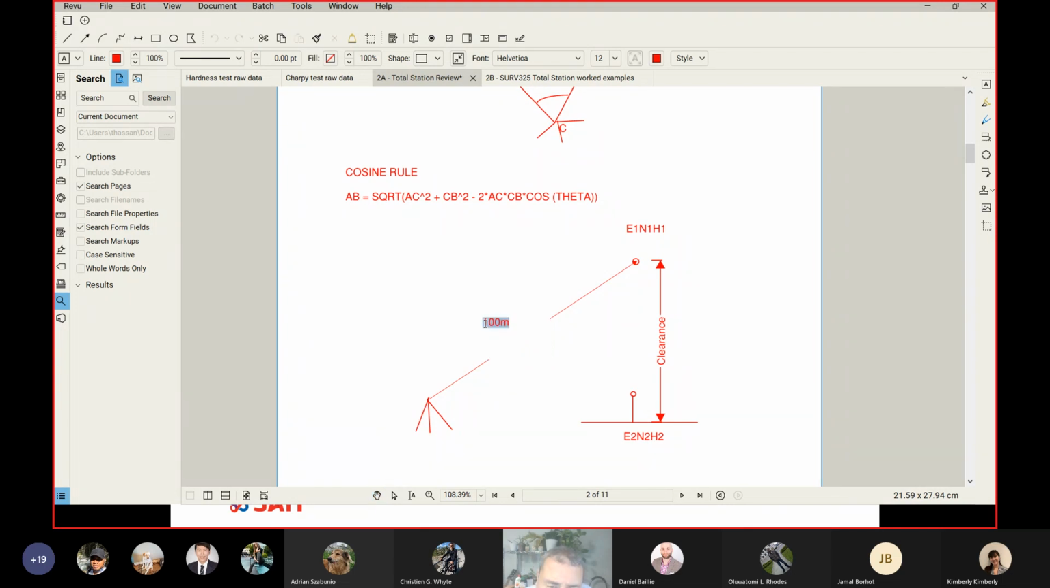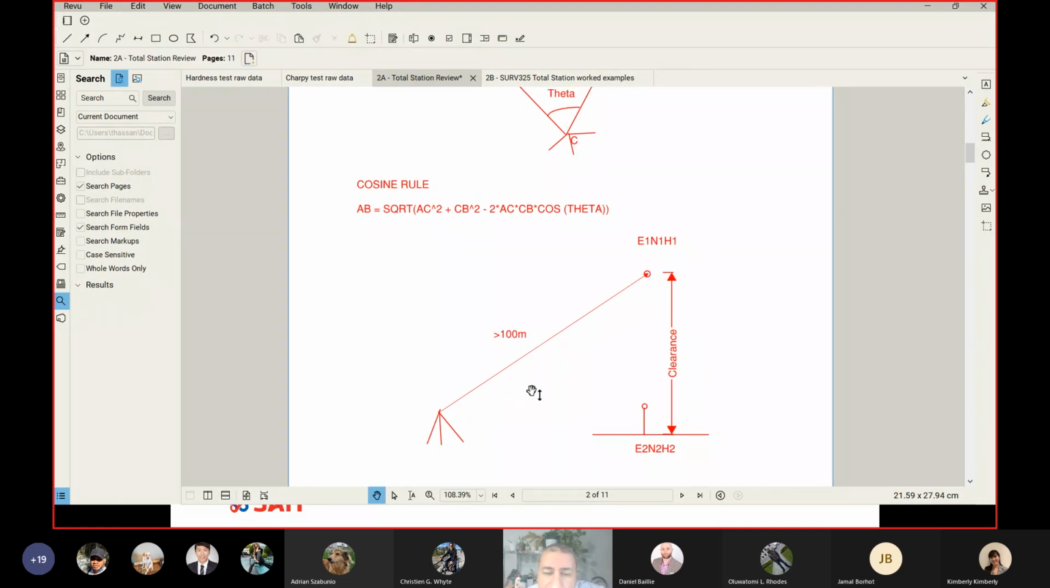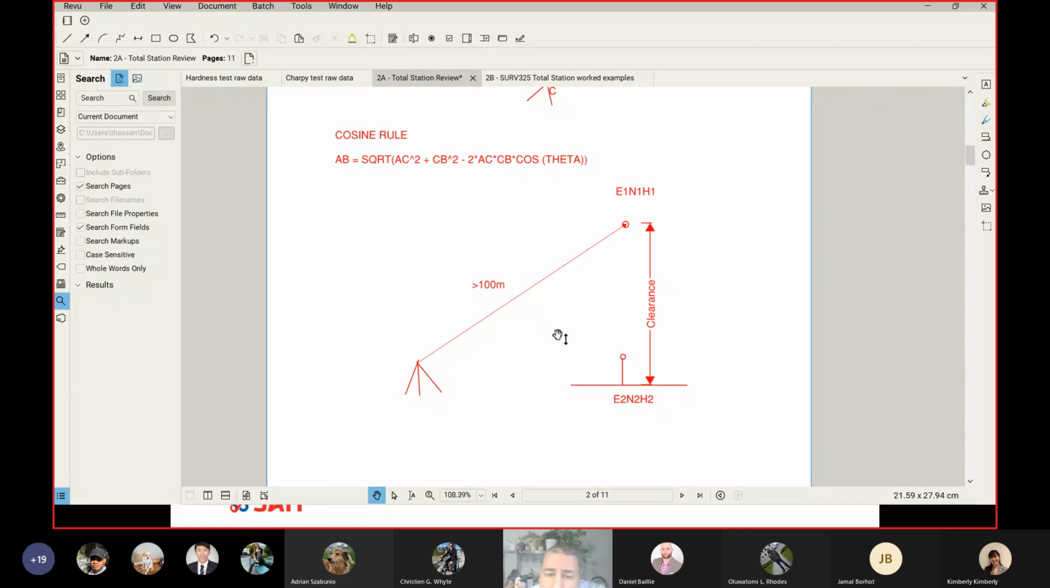Now, the question is, what if this guy is more than 100 meters? What if my slope distance is more than 100 meters? What does it mean? It means you cannot use it in a reflectorless mode. Cannot. So what's the other option? Here is the other option.